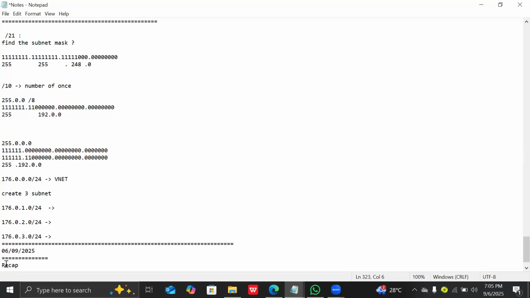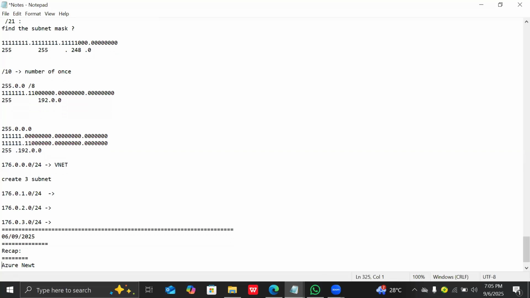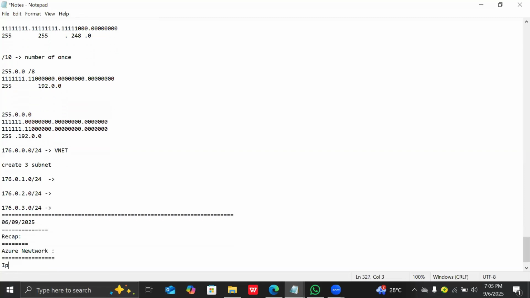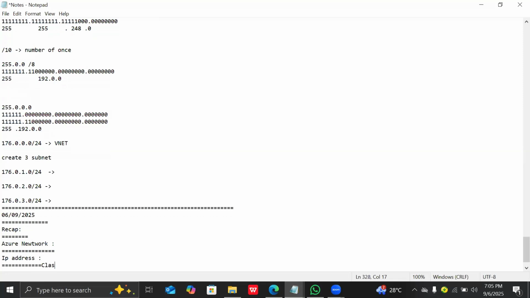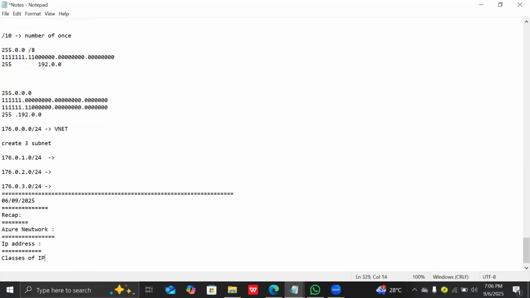Okay, recap. We talked about the first service, Azure network, which we are supposed to discuss practically today. But before we work on Azure network, we need to understand the IP address topic. In this topic, we talked about classes of IP address and the default subnet mask.